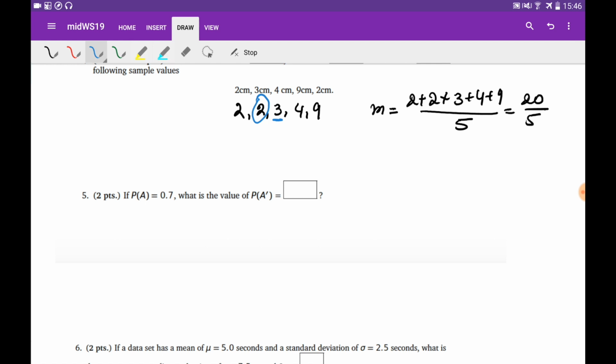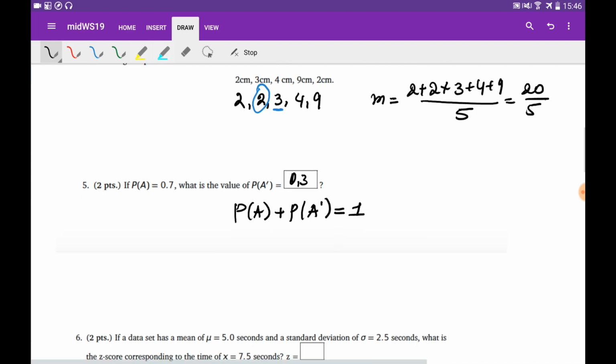So question number 5 is about probability. If the probability of A is equal to 0.7, then the probability of A prime, which is the complement of A, is equal to 0.3, since we know that the probability of A plus the probability of its complement should be equal to 1.